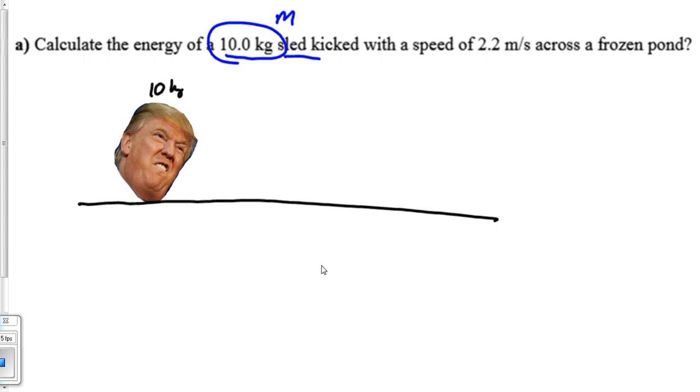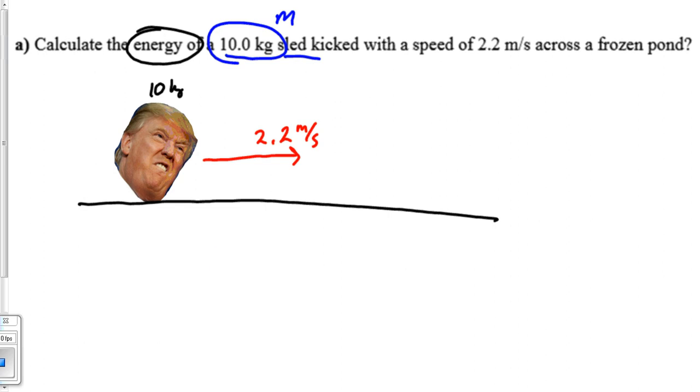is kicked across a frozen pond with a speed of 2.2 meters per second. I'll probably get lashed out on the American news tonight for this. But anyway, Turd Ferg will be famous by morning for teaching physics. I can live with that. What is the kinetic energy of this 10-kilogram Donald head on this pond?